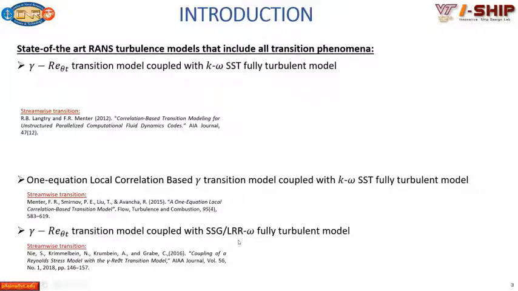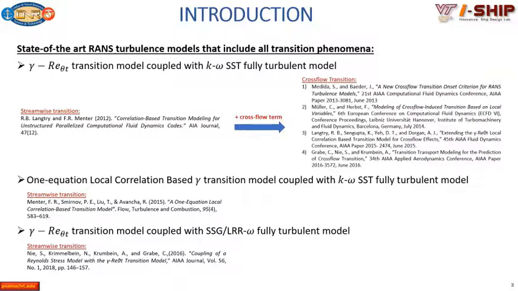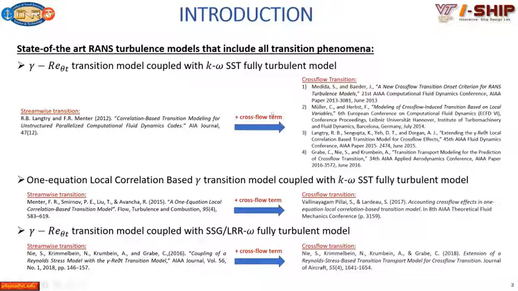Recently, there was another transition model introduced by Ni et al. And this model uses the gamma Re theta transition model, but instead couples it with the Reynolds stress model, the SSG LRR omega fully turbulent model. Now, all these models were initially introduced for stream-wise transition and later modified to incorporate cross-flow terms, and the corresponding papers that discuss the incorporation of cross-flow transition in these models are listed here.